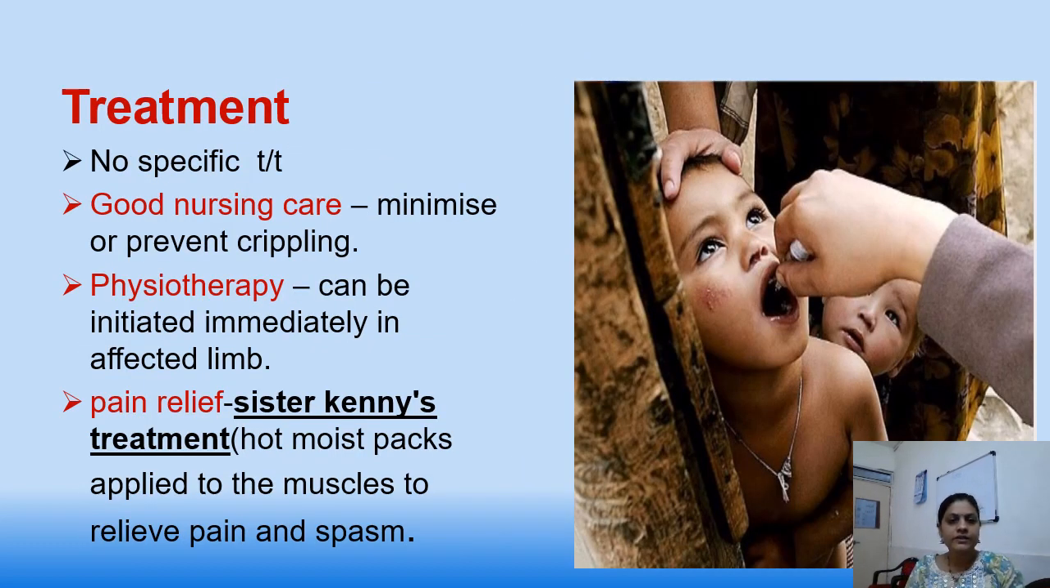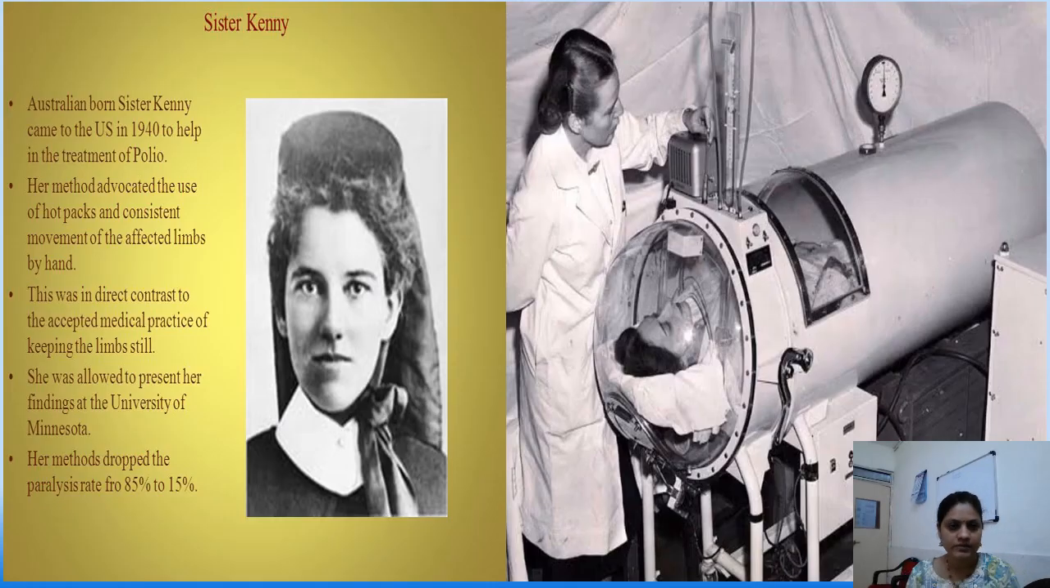There is no specific treatment of this disease since it's a viral disease. You have to take good nursing care of the children to prevent crippling. Physiotherapy needs to be initiated immediately. Streptokinase treatment has a historical importance. It can be asked in the MCQs. Hot moisture packs are applied to the muscles in order to relieve the pain and spasm.